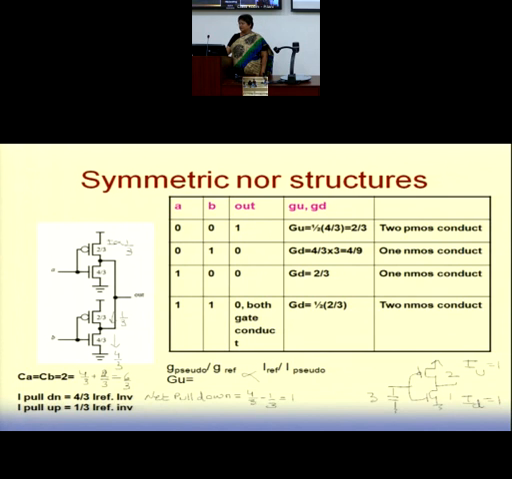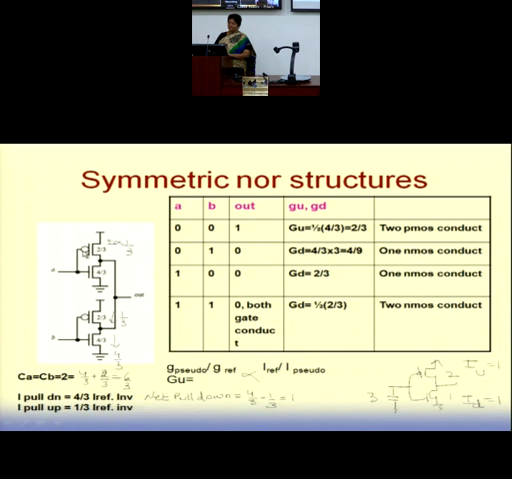Normal operation is, I could have taken a standard 2:1 inverter, but that will not yield this function. The reason is, assume this is 2:1 and this is 2:1. For 0, 0, both PMOSes will be on, both NMOSes will be off. Then this would be charging and this would be charging. I would get a charging output. If both are 1, 1, again no problem, both NMOSes will be on, so both will be discharging and finally the output will be discharged.